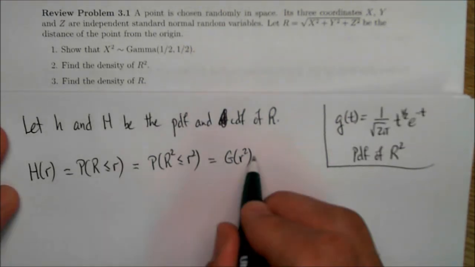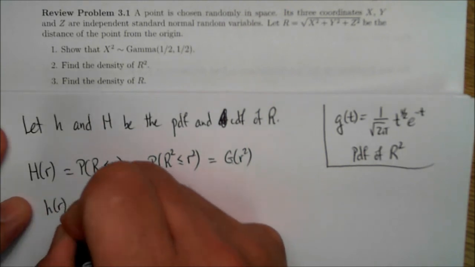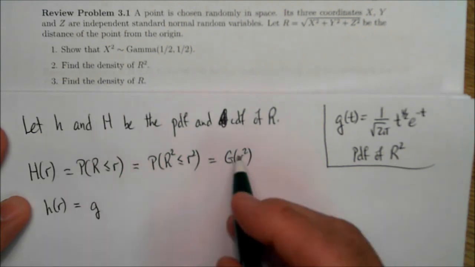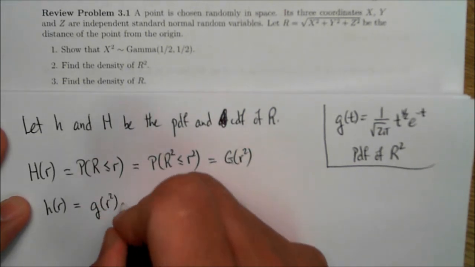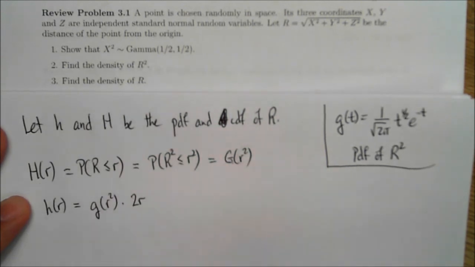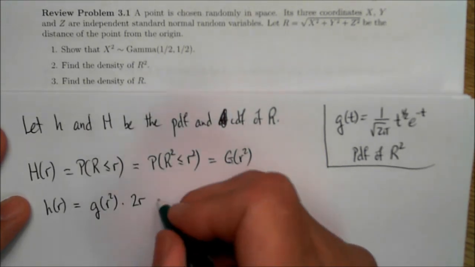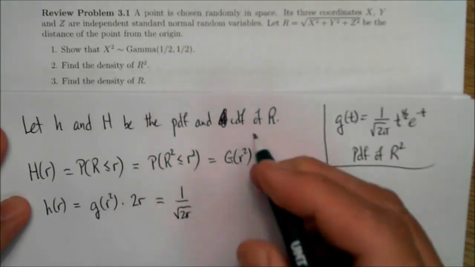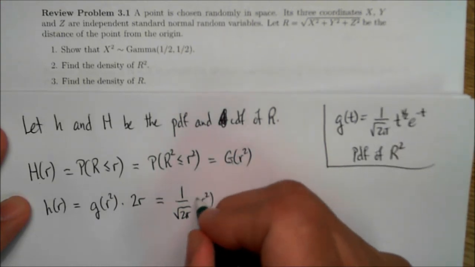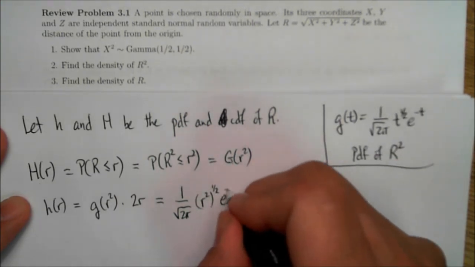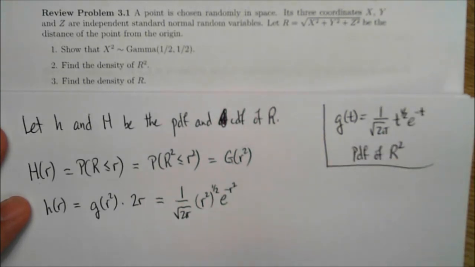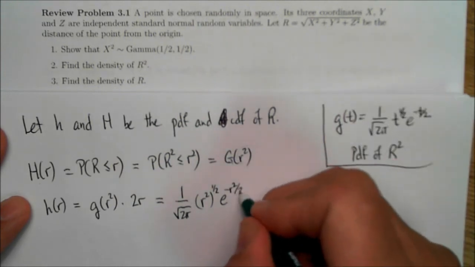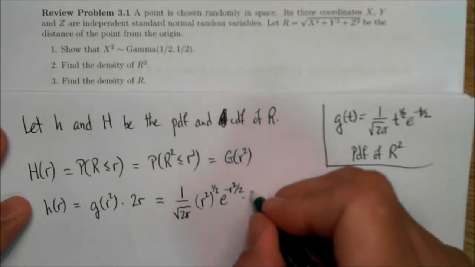So let's take the derivative and get the PDF. So h of r is equal to the derivative of this, which is the PDF, derivative of the outside, evaluated at r squared, times the derivative of the inside, which is 2r. Plugging in, we get 1 over square root of 2 pi, r squared to the 1/2, times e to the minus r squared, and I forgot the over 2 when I wrote this, I apologize, r squared over 2, times the 2r.